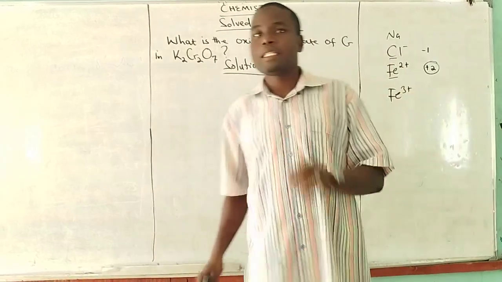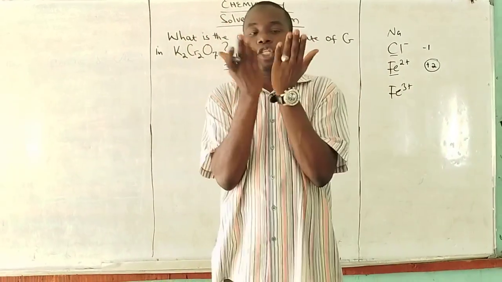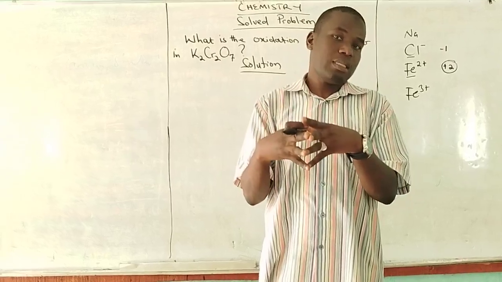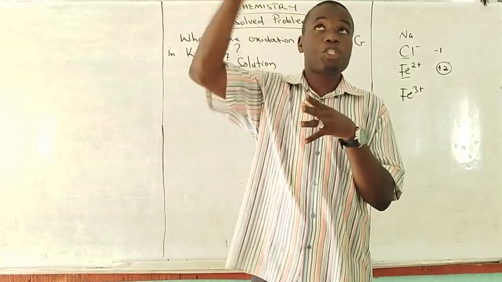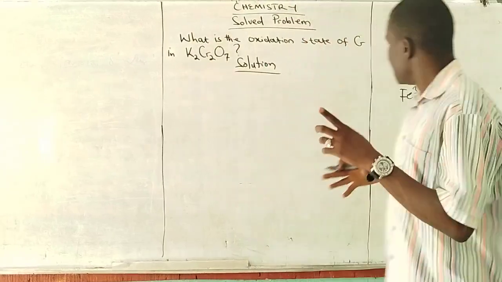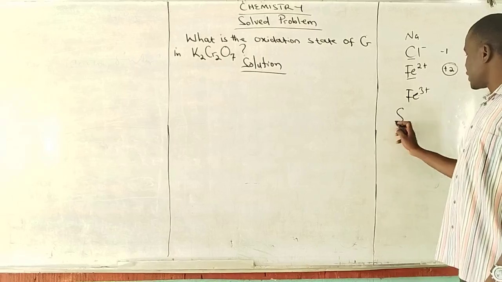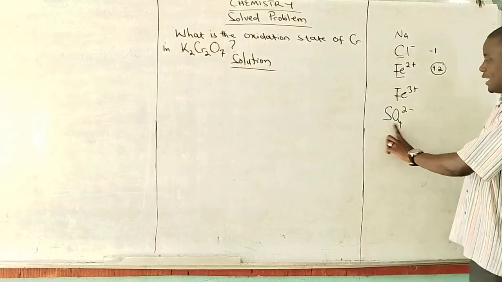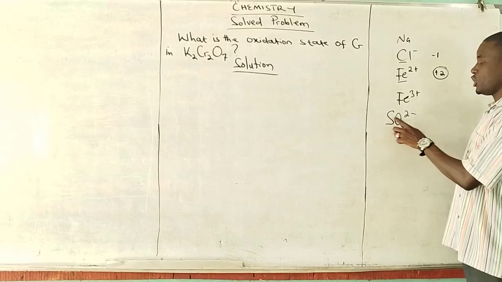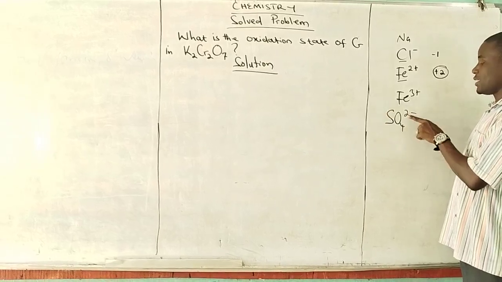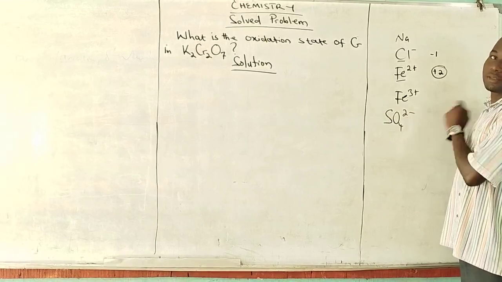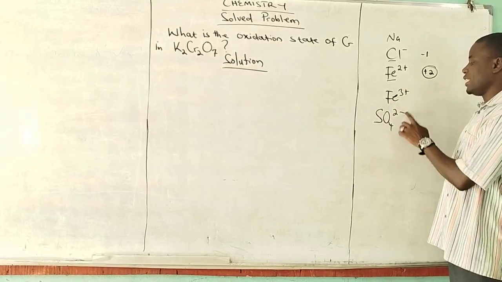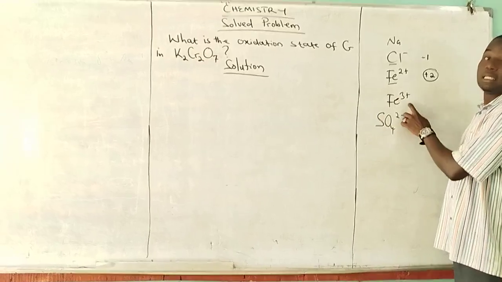The next rule says that the sum of the oxidation numbers of atoms in a polyatomic ion is exactly equal to the charge of the ion. Abin da yake nufi shine cewa idan kana da ion misali tetraoxosulfate 6 ion, yana da atom fiye da ɗaya. Idan ka tara oxidation number na waɗannan atoms ɗin da ke ciki zai baka exactly the charge of the ion.